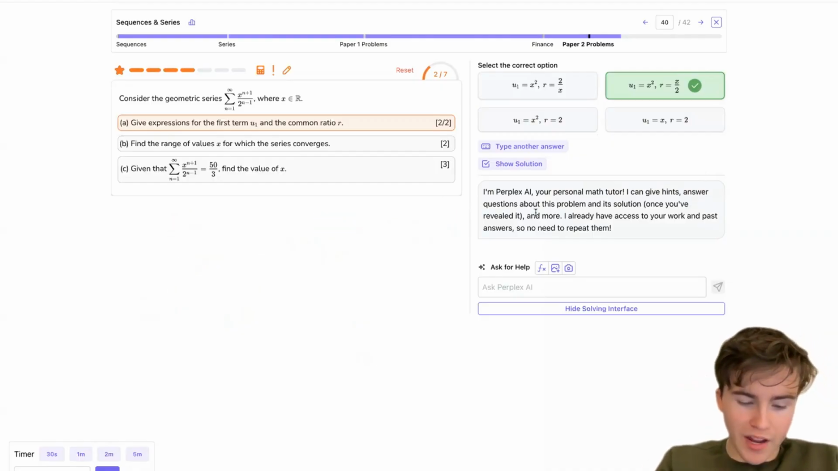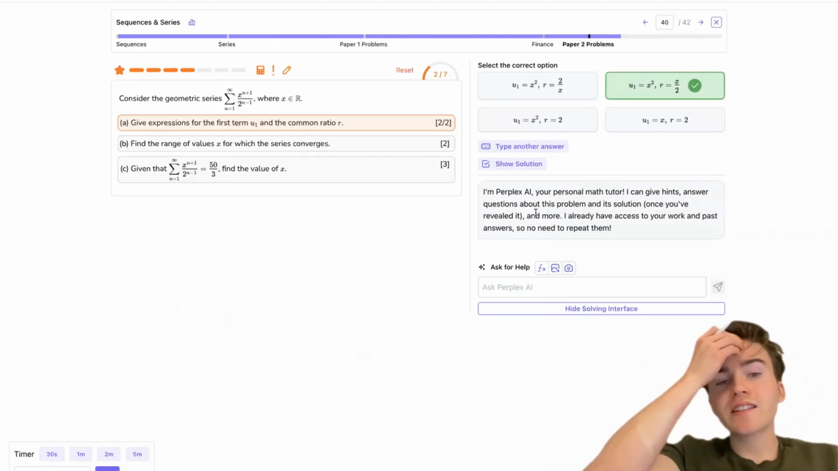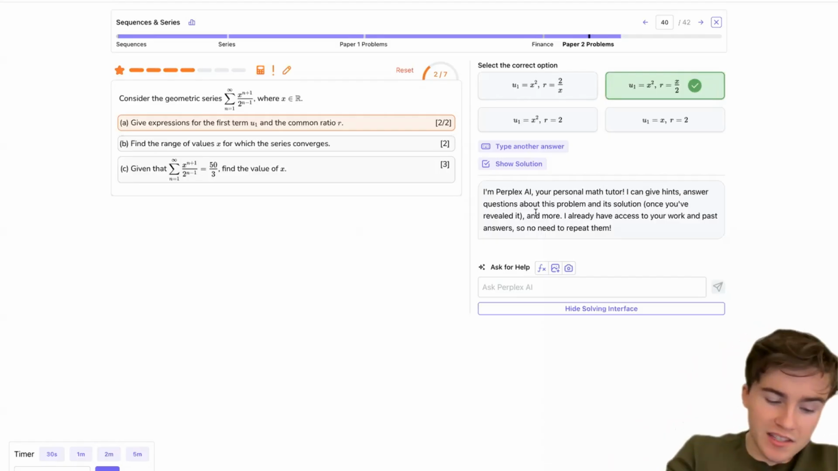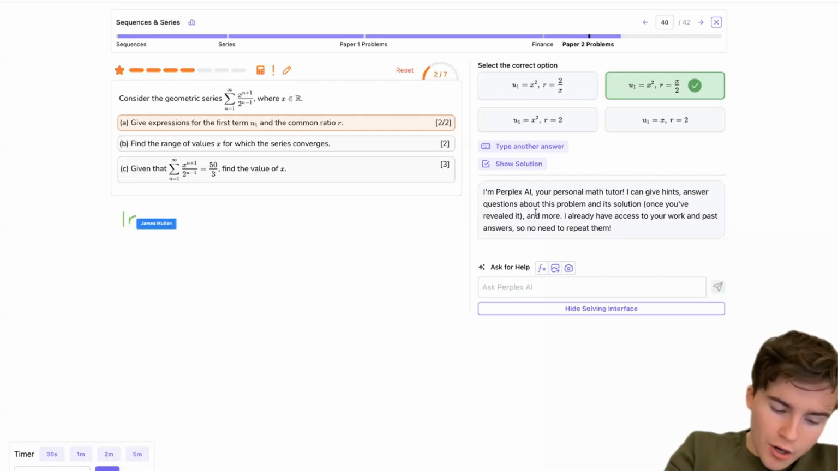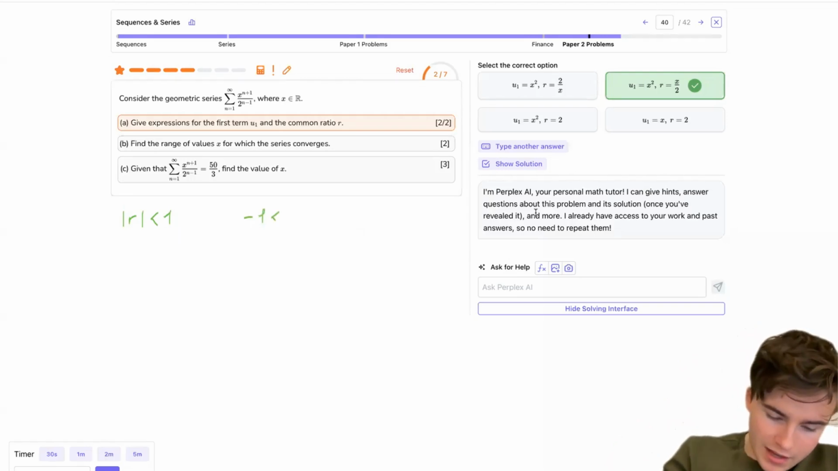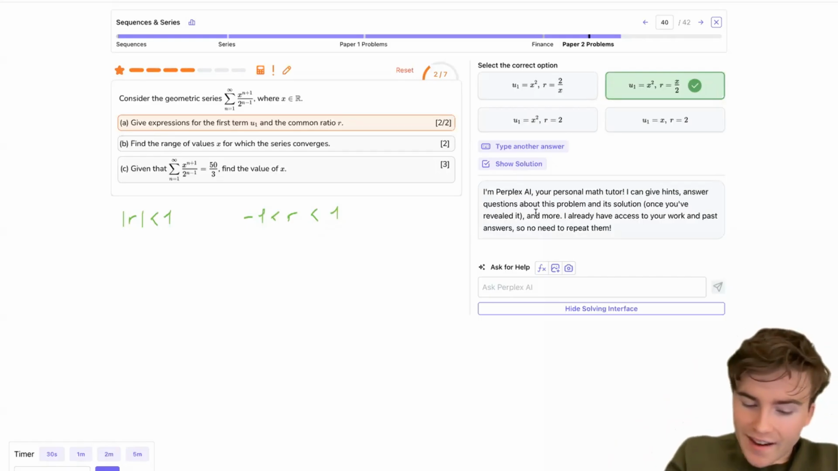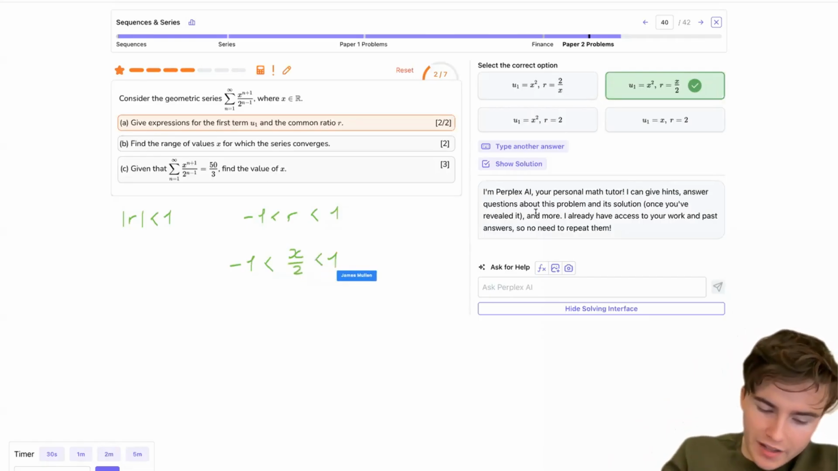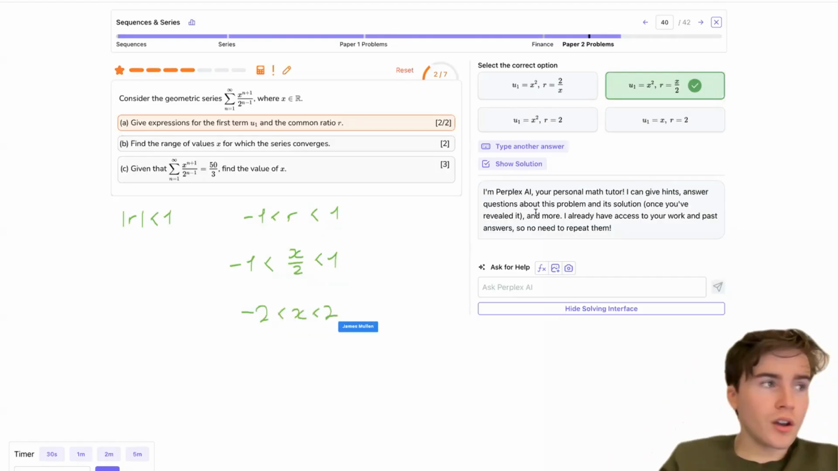So we want to find the range of values of x for which the series converges. And remember that a series converges when the magnitude of the common ratio is less than 1. So |r| is less than 1, or in other words, -1 < r < 1. And I know that r, we said, was x over 2. So I have -1 < x/2 < 1, which means that I have -2 < x < 2.